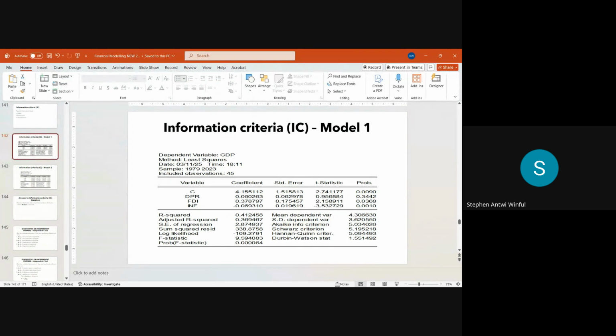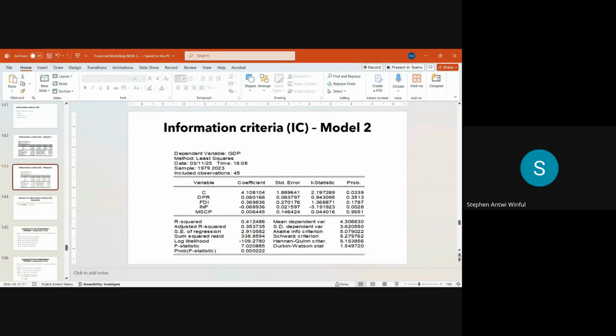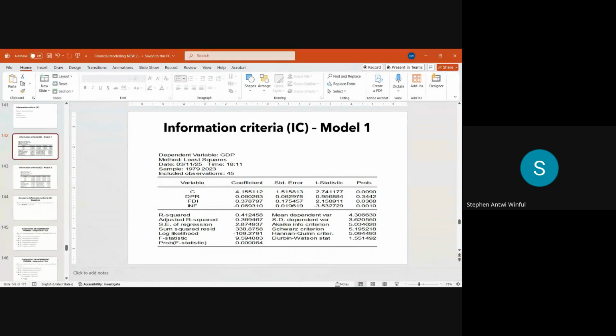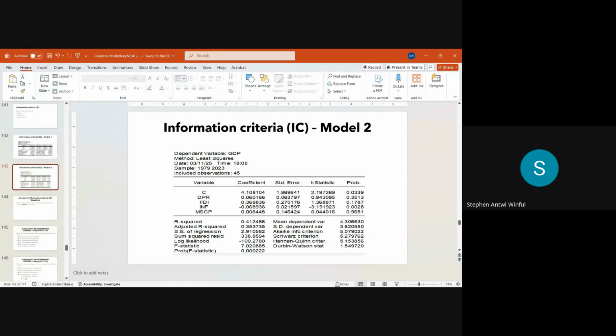In this example I gave you, model 1 has an Akaike information value of 5.034626. But model 2 has 5.07. So you see 5.03 is less than 5.07. If you compare the Schwarz, it was 5.195 as against 5.2. So 5.1 is less than 5.2. And so model 1 appears to be a more preferred model compared to what? The Schwarz.